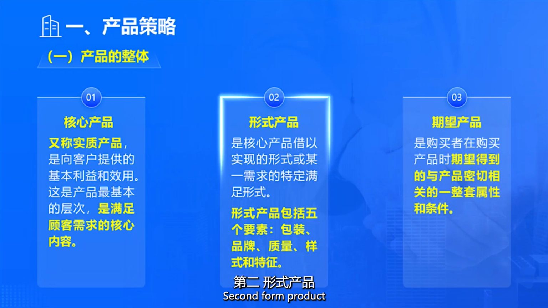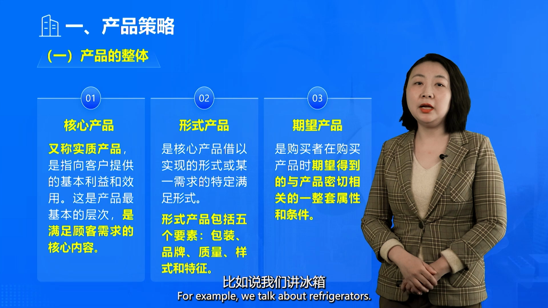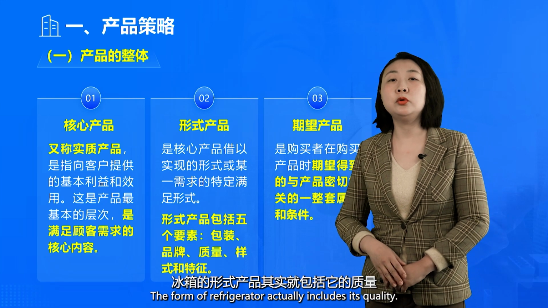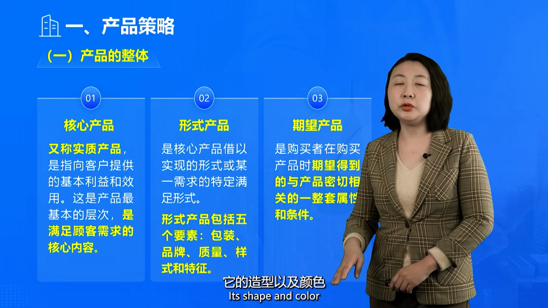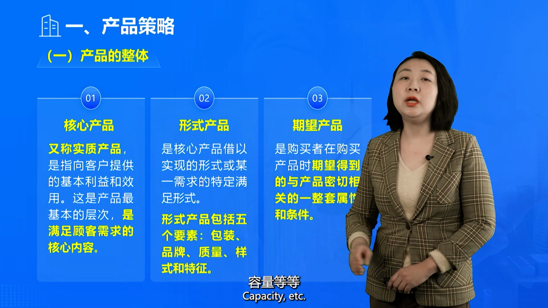Second is the form product. It mainly includes 5 elements: packaging, brand, quality, style and feature. For example, when we talk about refrigerators, the form of a refrigerator actually includes its quality, its shape and color, capacity, etc.